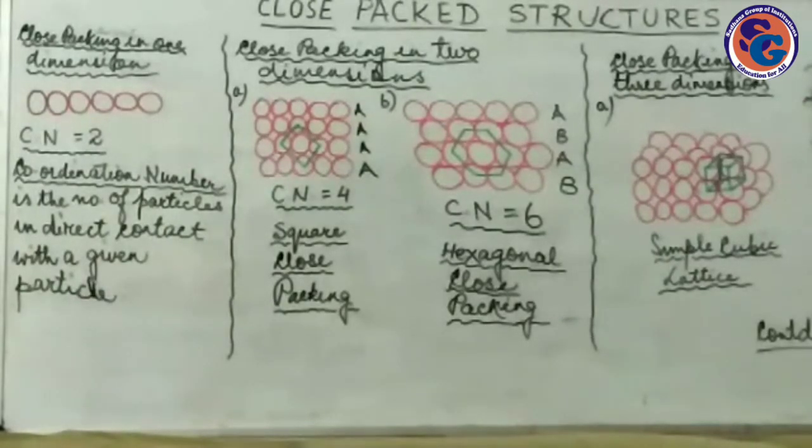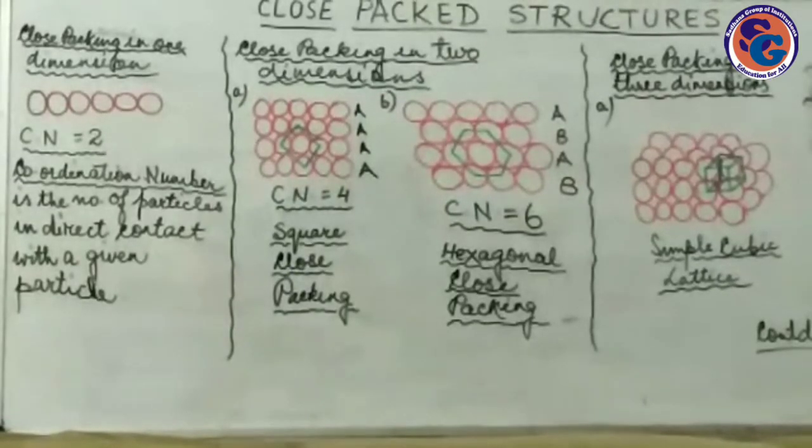Close packing in 3 dimensions can be obtained in 2 ways. Most of the solids have a 3-dimensional close packing structure, and they can be obtained, as I told you, by stacking 2-dimensional layers one above the other. Here we will be discussing the first type, and in my next video, you'll be seeing the other type.